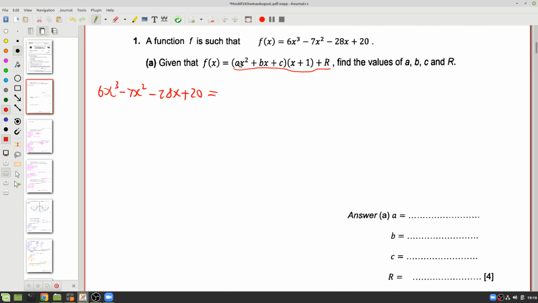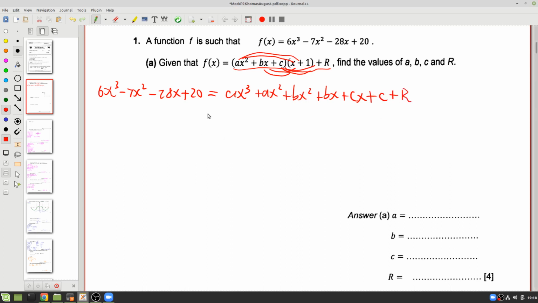So let's multiply this out. So ax squared times x, that gives us ax cubed. Ax squared times 1 is just ax squared. So bx times x is bx squared. And bx times 1 is bx. And then we've got the c to go. So c times x is cx. And c times 1 is, I mean c, c times 1 is c, sorry. And then we add the r at the end.